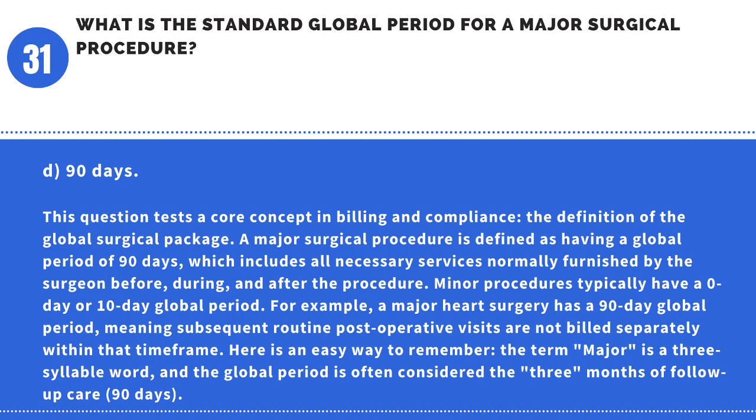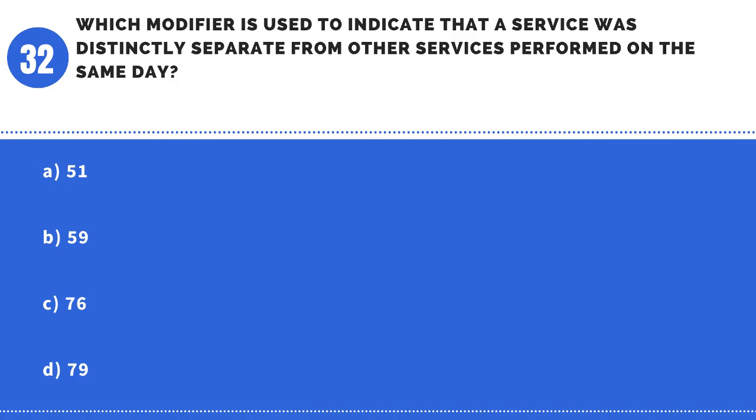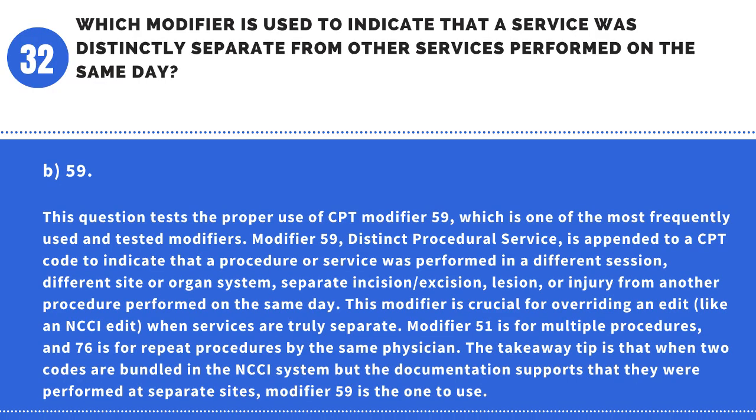90 days. Question 32. Which modifier is used to indicate that a service was distinctly separate from other services performed on the same day? A. 51. B. 59. C. 76. D. 79. Answer: B. 59.